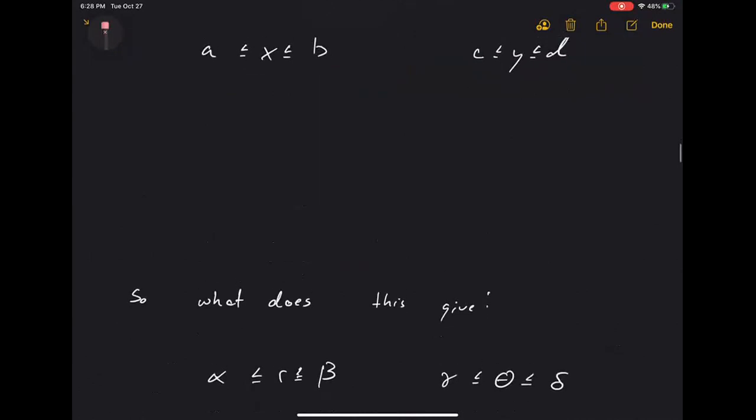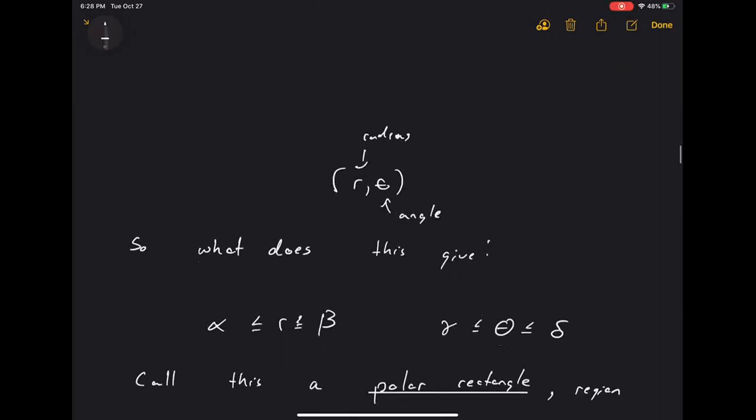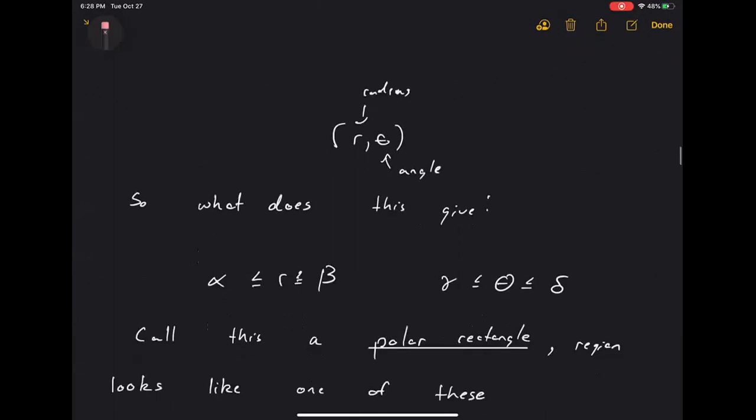So remember, for polar coordinates we have our r and theta, where r is our radius, and theta is our angle from the horizontal axis. What would these bounds give us? Let's say r is greater than or equal to alpha and less than or equal to beta, and theta is greater than or equal to gamma and less than or equal to delta. What would those kind of bounds give us?